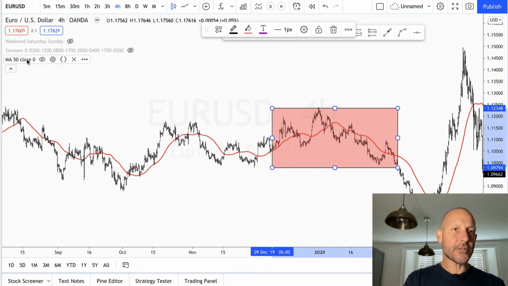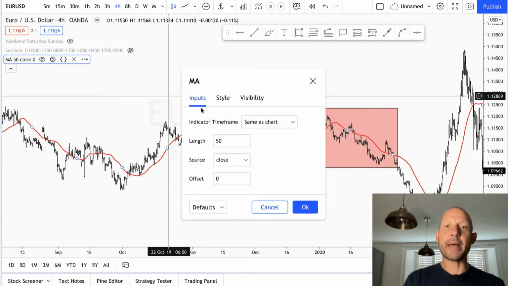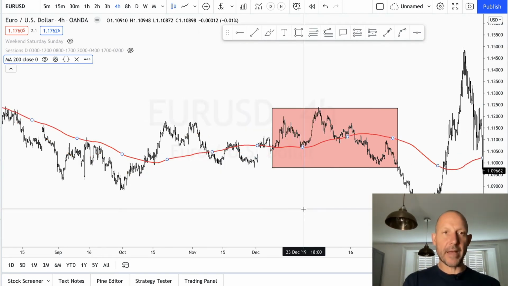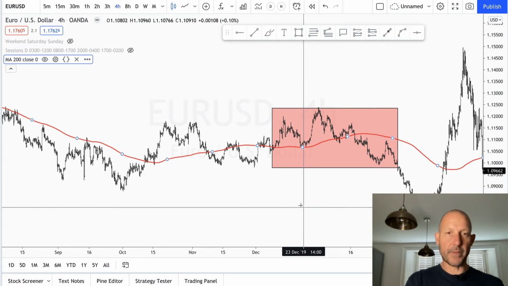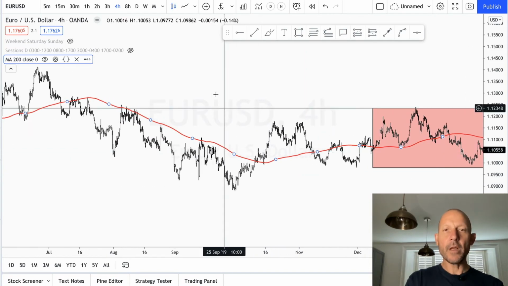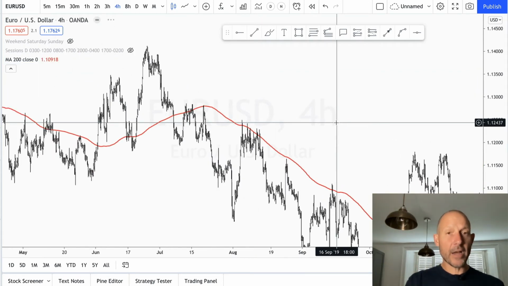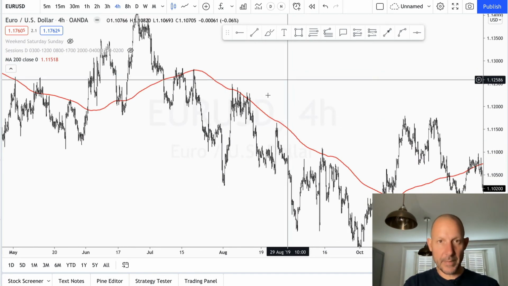Now, let me just change this to an MA200, which is going to be based on the previous 200 candles at the close price, the average of the last 200 close price candles, if that makes sense. So let's just look here, okay? Now, with a higher moving average, it tends to work a little bit better.